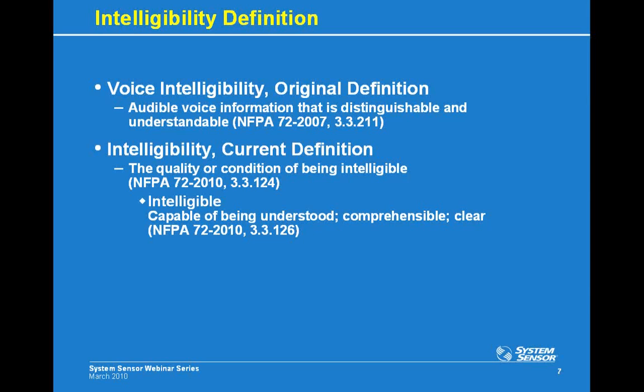This definition was first added to the code in 2002 and continued through the 07 edition. Then in 2010, the code came up with a new definition for intelligibility and now defines it as the quality or condition of being intelligible. And with that, they define intelligibility as capable of being understood, comprehensible, or clear.